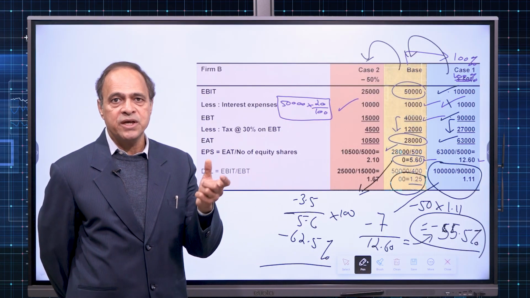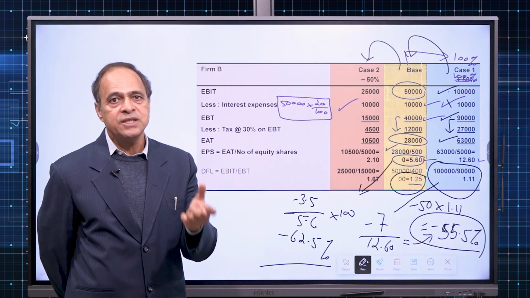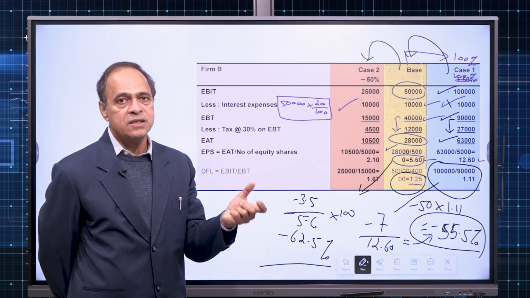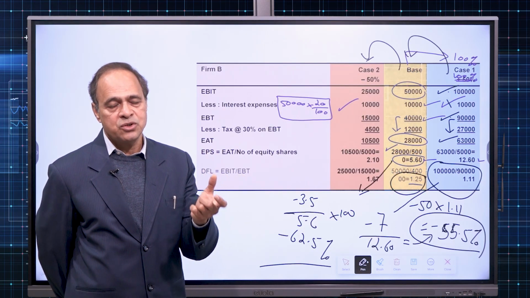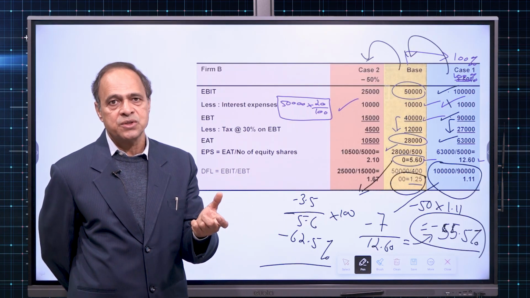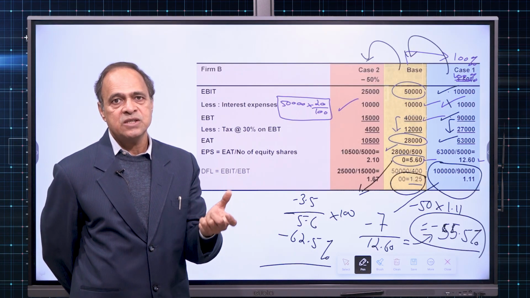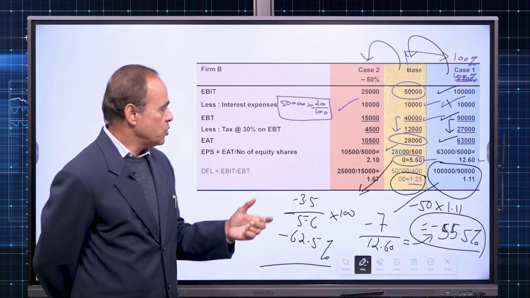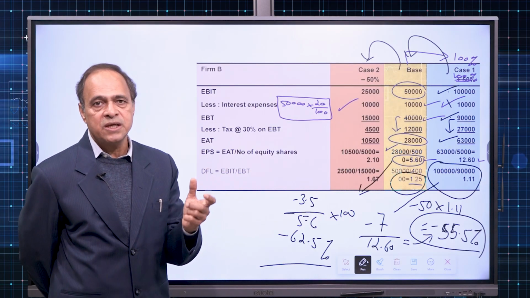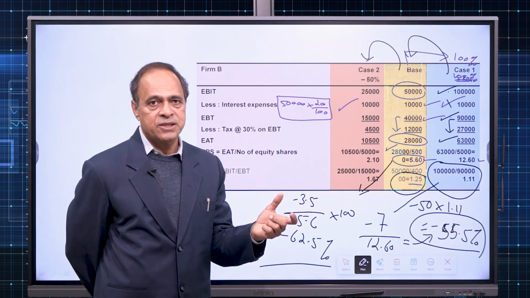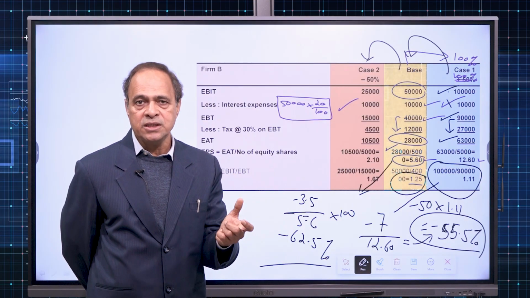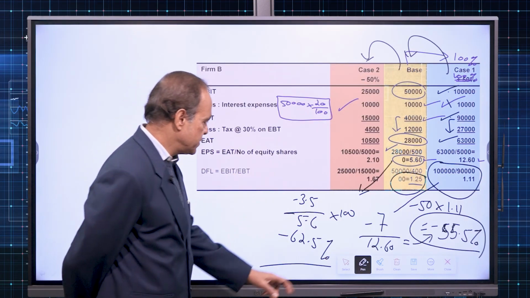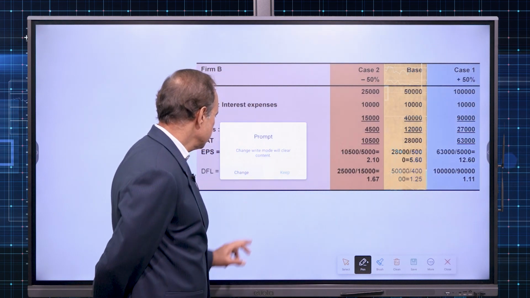Combined impact of fixed operating cost and fixed financing cost. Because interest is a fixed financing cost. So under combined leverage, we will be studying both the impacts: the impact of operating leverage and the impact of financial leverage.